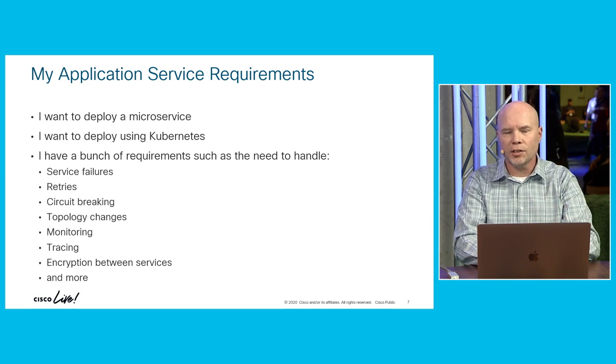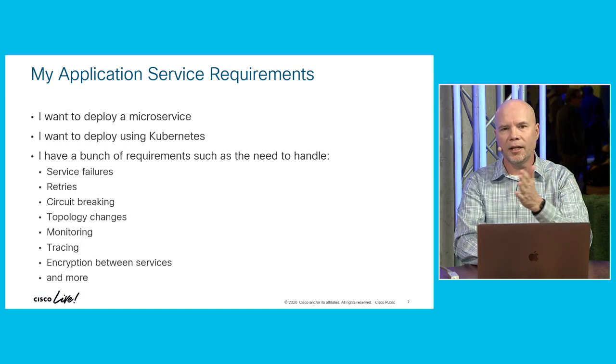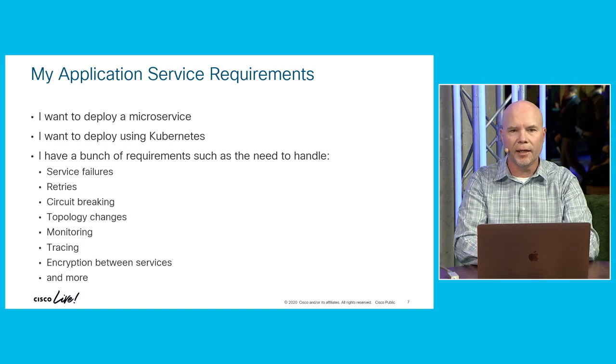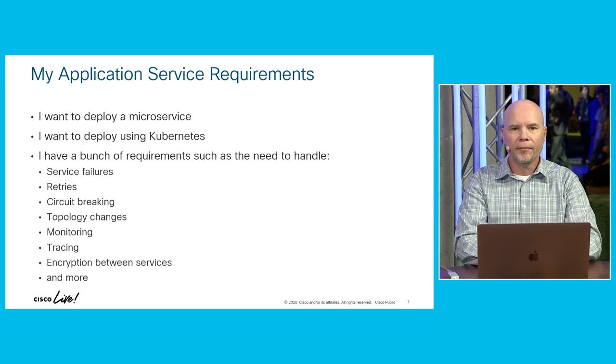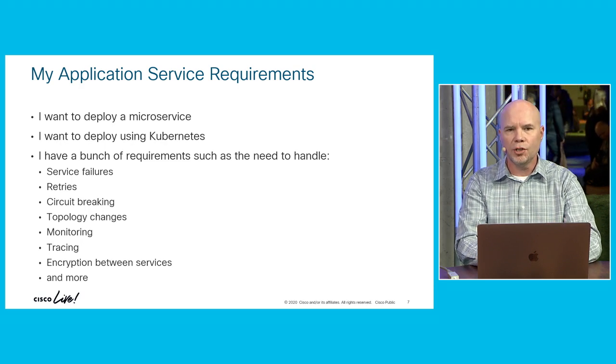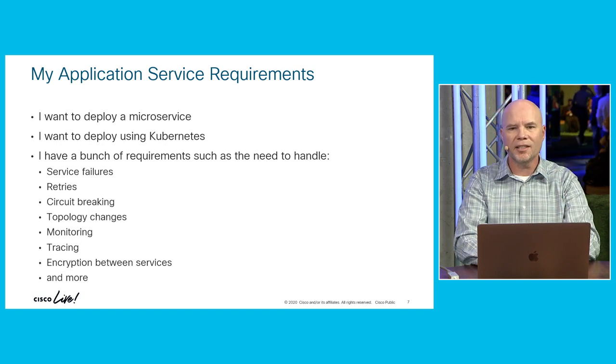So for the sake of our discussion today, we're going to take a look at an application service requirements list. And we're going to build on this and then eventually demo what this would look like inside of a service mesh. So we're going to assume today that I want to deploy my application on a microservice, and I want to deploy that microservice using Kubernetes. And then I have a bunch of individual service requirements that I need to handle.